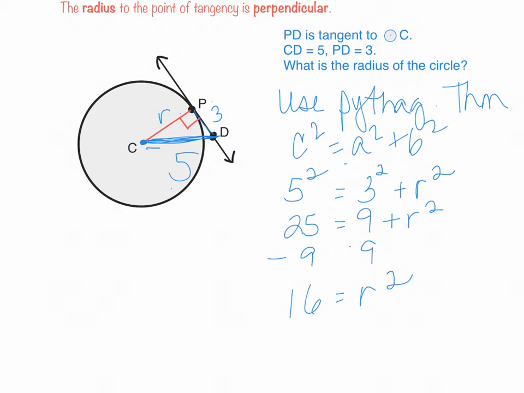When we have a side that's squared, to undo that, we take the square root. So we're going to take the square root of both sides, and we get r equals 4. When we take the square root of 16, we get plus or minus 4, but in geometry, the radius is only going to be the positive 4.